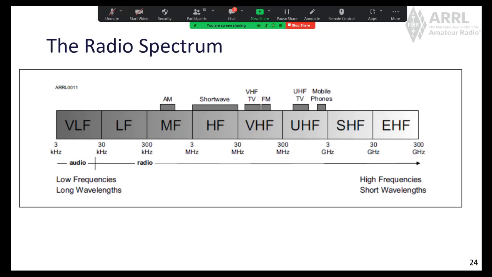And your AM radio stations fall in that range. And they call 3 megahertz to 30 megahertz high frequency. They call 30 to 300 megahertz very high frequency. 300 megahertz to 3 gigahertz is ultra high frequency. 3 gigahertz to 30 gigahertz is super high frequency. And 30 to 300 is extremely high frequency.